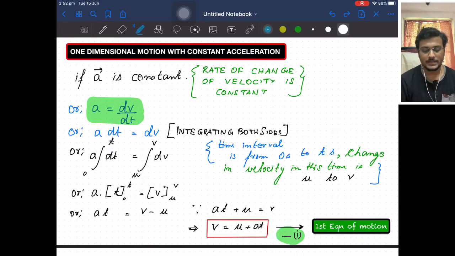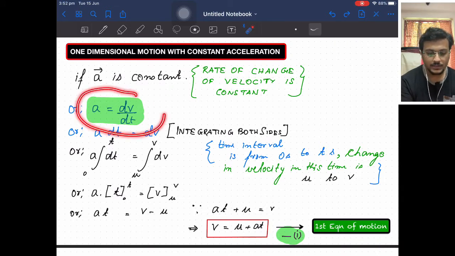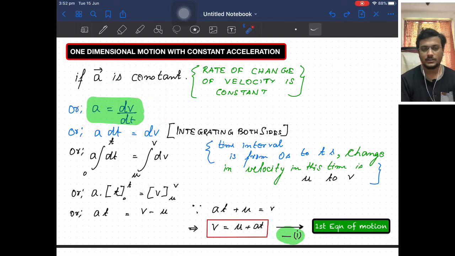So let's start with the basic formula. We have acceleration is equal to dv by dt. That is, dv means the rate of change of velocity with respect to time. Now if we integrate both the sides, we end up with integral of a dt is equal to integral of dv. Or let me explain this thing a little bit.